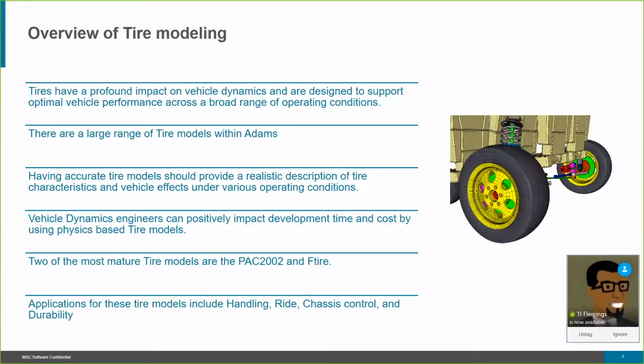And it's important to have an accurate tire model. And these tire models usually, for the most part, need to be populated by test data on the tire for the tire model to be accurate. And we'll touch upon that as well, about fitting tools and tire tests as well. Again, the two most mature tire models are the PAC2002 and the FTire model. And again, applications for these tire models include handling, ride, chassis control, and durability.